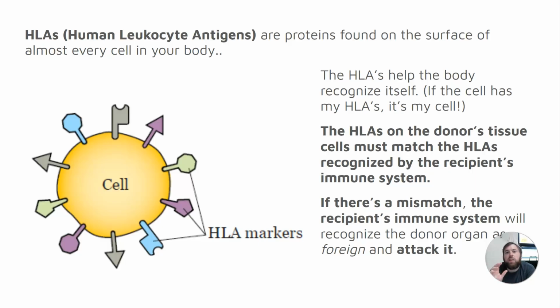These are human leukocyte antigens that are found on the surface of almost every cell in your body. These HLAs help the body recognize which cells in your body are yours and which ones are not. So if a cell has my HLA, even if it's from someone else, my body will think it's my cell. Conversely, if a cell has HLAs that my immune system has not recognized all this time, then my immune system will designate it as foreign and then attack it.